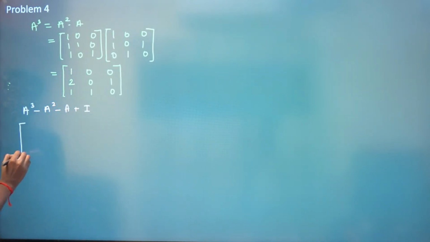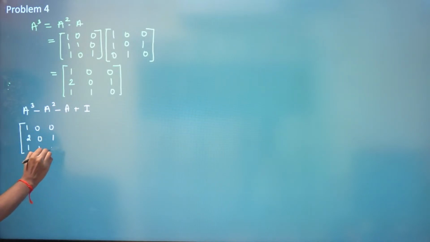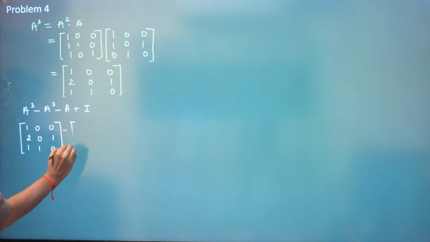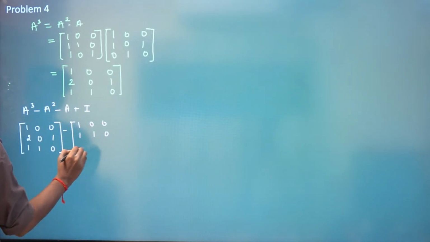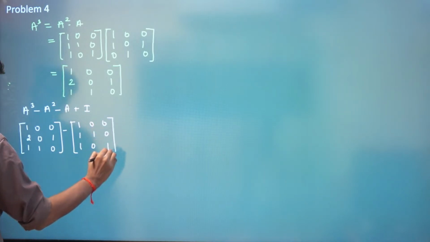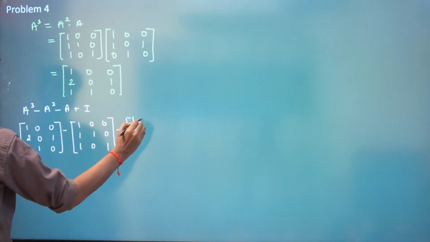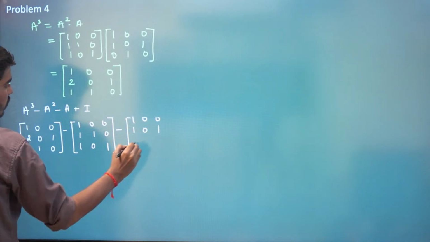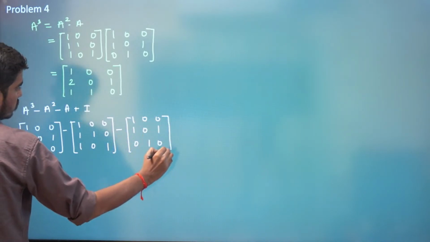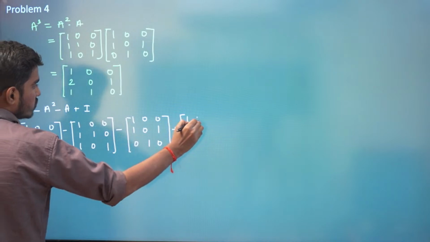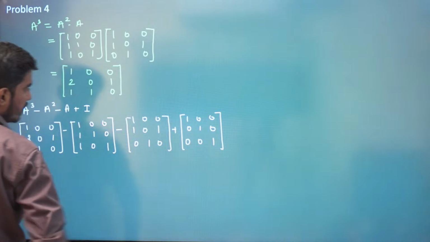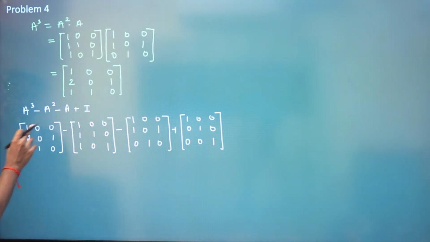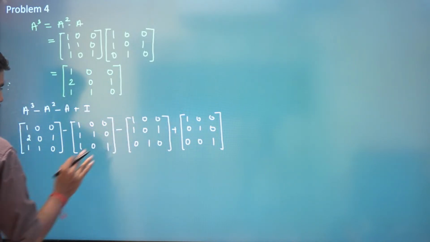So what is A cube? A cube is [1 0 0], [2 0 1], [1 1 0], minus A square. A square is [1 0 0], [1 1 0], [1 0 1], minus A. A is [1 0 0], [1 0 1], [0 1 0], plus the identity matrix [1 0 0], [0 1 0], [0 0 1]. Right? Now you try to add.